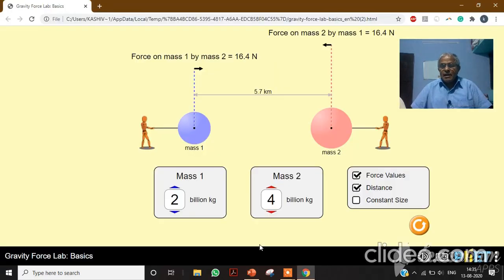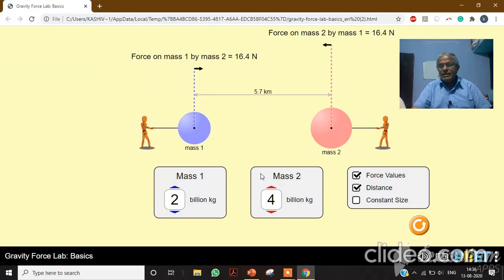To discuss Newton's universal gravitational law. It states that the force of attraction between any two masses is directly proportional to the product of their masses and inversely proportional to the square of the distance between them. So we get the equation F is equal to capital G into m1 m2 by r square. This capital G is the universal gravitational constant. Its value is 6.67 into 10 to the power of minus 11 Newton meter square kg minus 2.